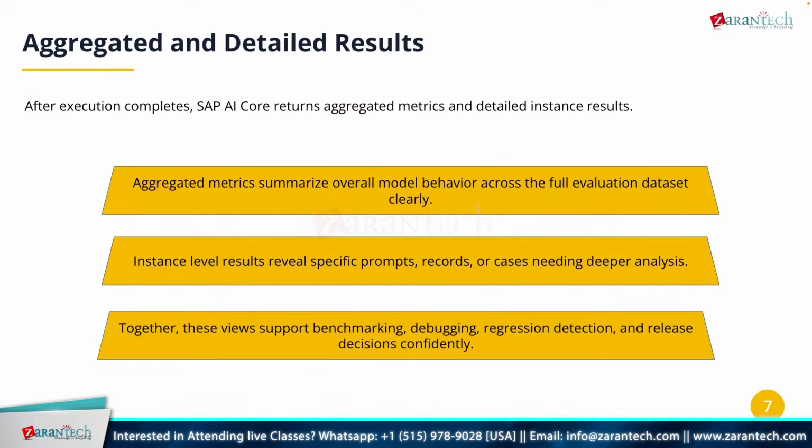aggregated and detailed results. After execution completes, AI Core generally returns what? Once it is done, it returns these two things, which we call aggregated metrics and detailed results. But it needs a more precise, structured explanation in SAP terms. So what do I mean by that? I'm asking, what happens after an execution completes in AI Core? When a training or inference execution finishes, SAP AI Core produces these two: aggregated metrics and detailed results, right?